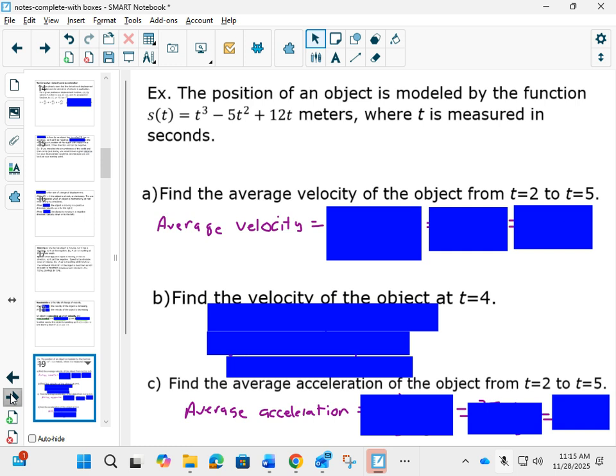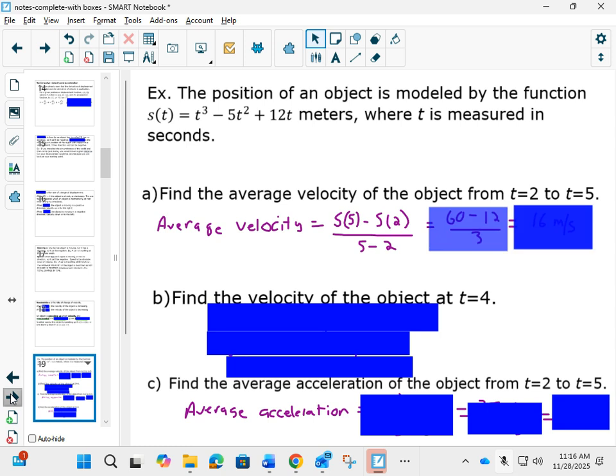So the position of an object is modeled by this function. And sometimes they like to do position questions where it's moving along your x-axis. You might get some of those questions coming up. Find the average velocity of the object from 2 to 5. So average velocity is change in distance over change in time. So we can plug in s of 5 and s of 2. And the change in time would be 5 minus 2. The average velocity is 16 meters per second.